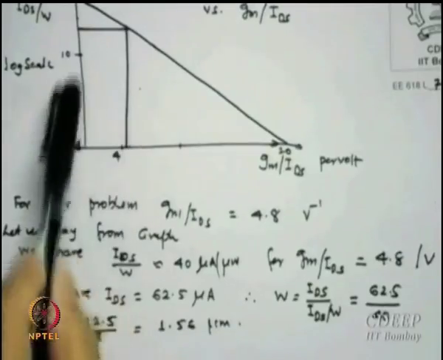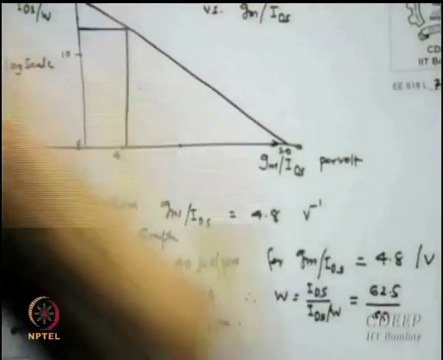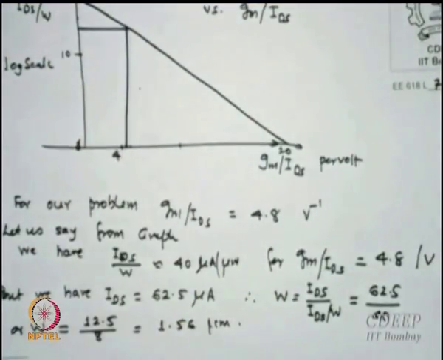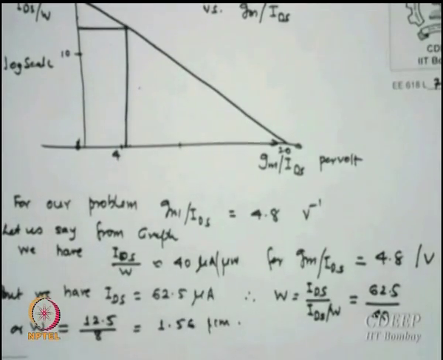Is that clear? So for example, I chose some number which may not be accurate again. Let's say for 4.8, this value is 40 microamp per micron. I don't say it exactly, it can be 45, it can be 38, it can be 30, but some number. So for this GM by IDS, I figured out IDS by W is this number. But the IDS we had earlier was 62.5 microamp from that design. So I get that it is only 1.56 microns.